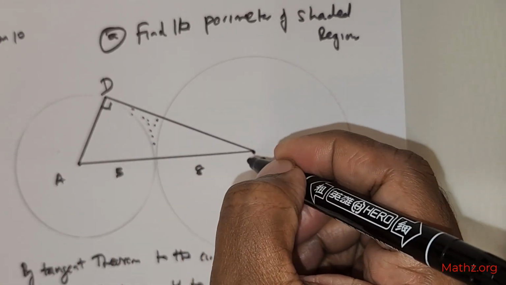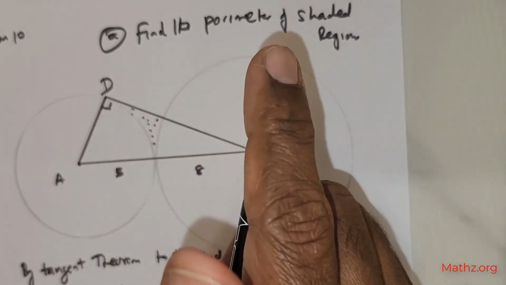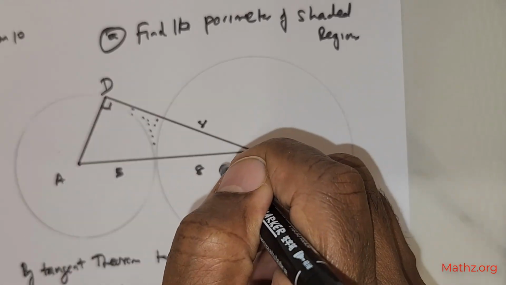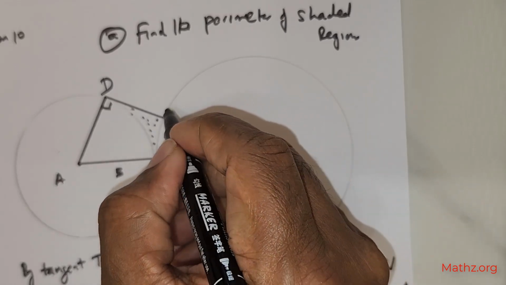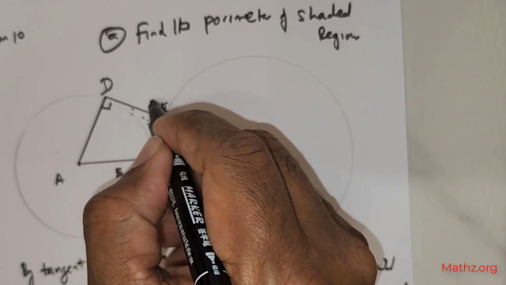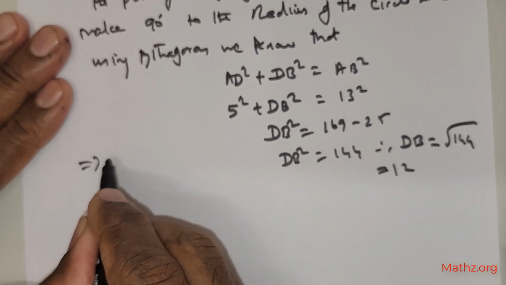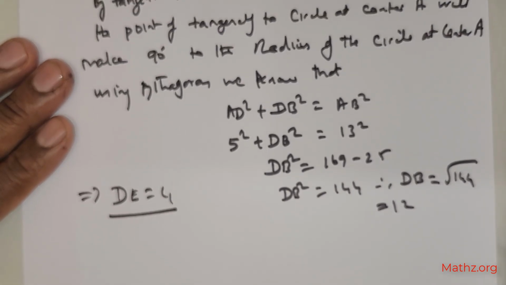Now why am I doing all those things? Because I want to know the perimeter, right? So this is 8 units. This entire stretch is 12 units. So if I were to take this point as say some E, so DE is 4 units. That's the reason I am doing all this.